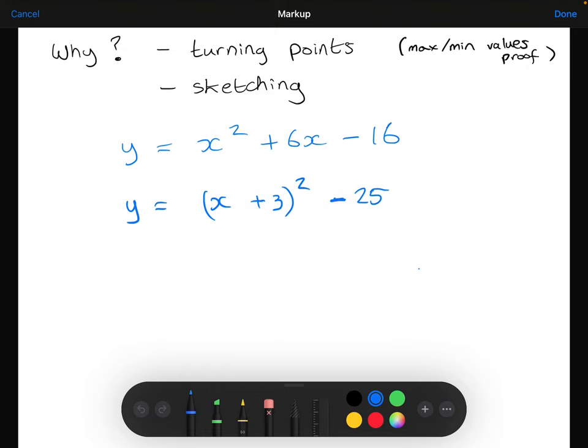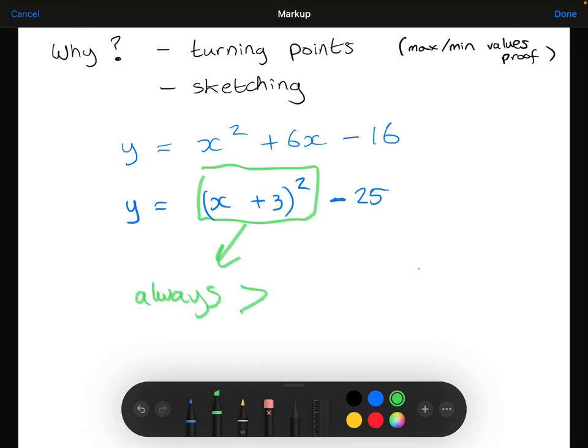I've already completed the square here on the x squared plus 6x minus 16. And I've got x plus 3 all squared minus 25. Now, this is a perfect square. It's a square number. So I know for a fact this is always positive. A square number is always positive. It cannot be negative. This is always greater than or equal to 0. It could possibly be equal to 0 if x was minus 3.